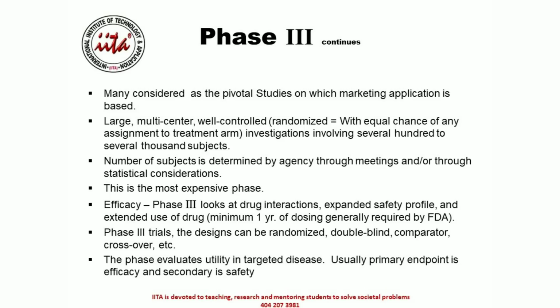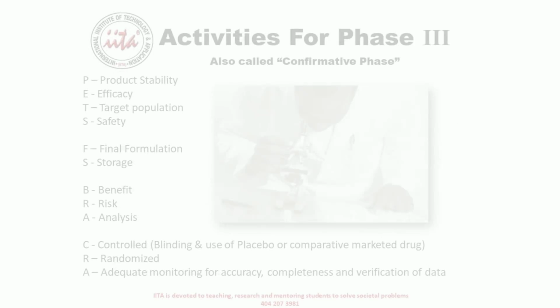Efficacy. Phase 3 looks at drug interactions, expanded safety profile, and extended use of the drug. In Phase 3 trials, the designs can be randomized, double-blind, comparator, crossover. This phase evaluates utility in targeted diseases. Usually, the primary endpoint is efficacy and secondary is safety.